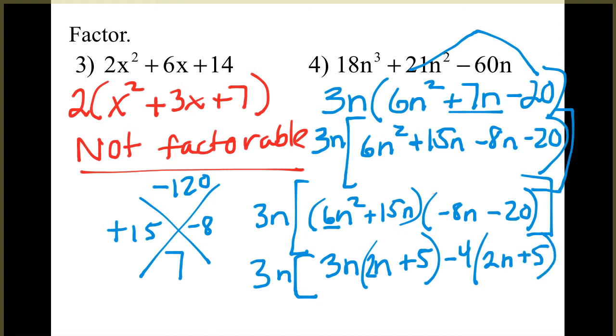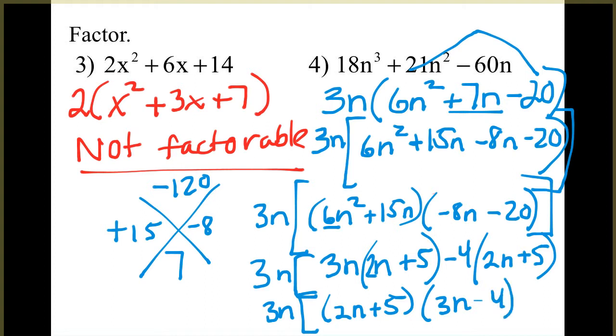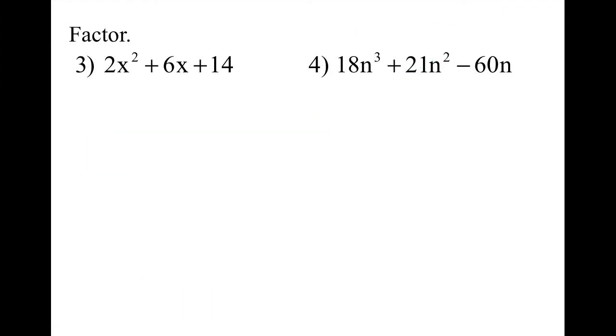So my final is going to be 3n, the original one, times the quantity of 2n plus 5 times the quantity of 3n minus 4. Don't forget to check your work and see if it multiplies back to what you originally started with, 18n to the third plus 21n squared minus 60. Pause the recording if you need to finish the notes.